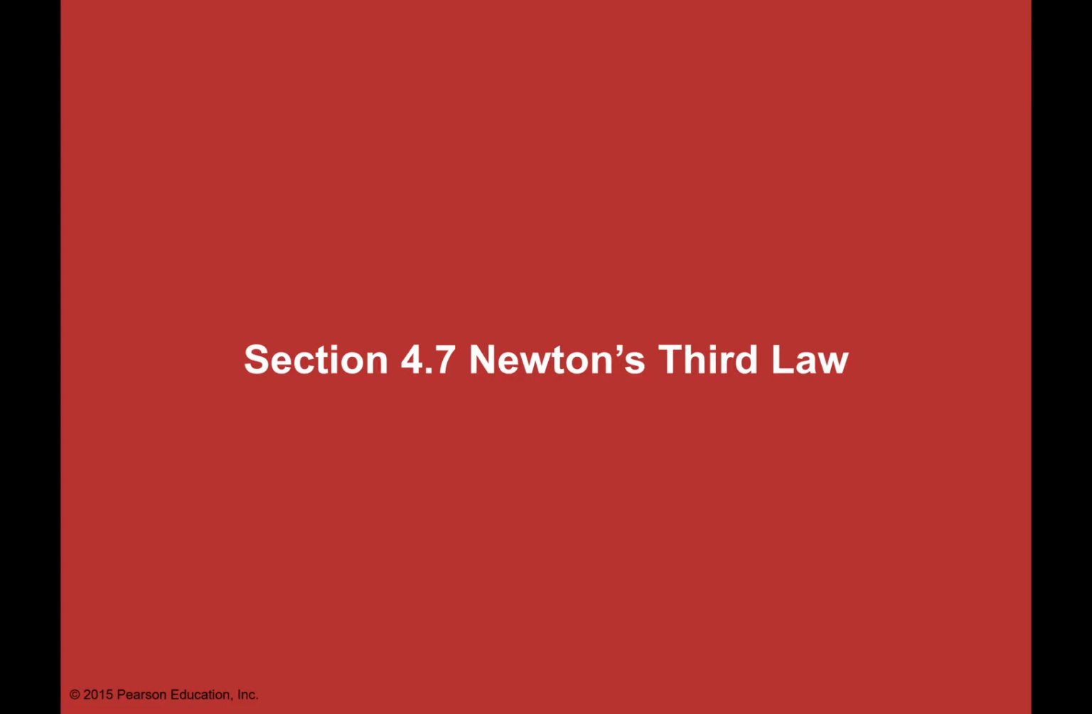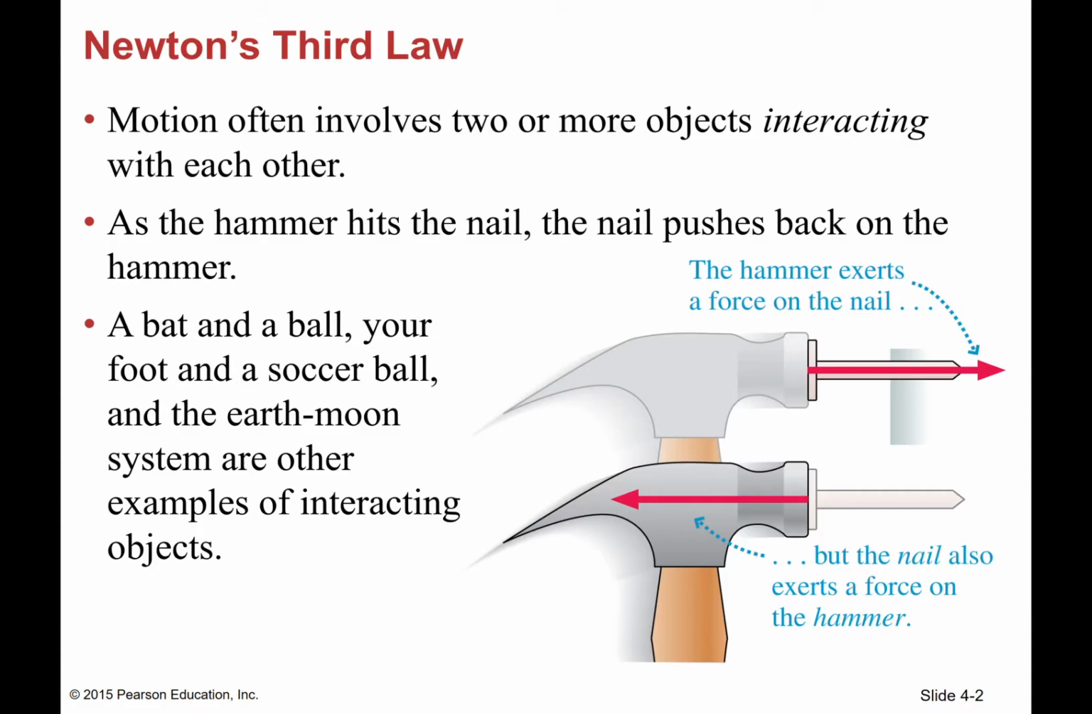This is Newton's third law, and Newton's third law talks about interaction between bodies. So imagine you have a hammer, and you are hammering this nail here. The hammer exerts a force on the nail. There is a force from the hammer on the nail. Because there is an interaction here, there is going to be a force from the nail on the hammer.